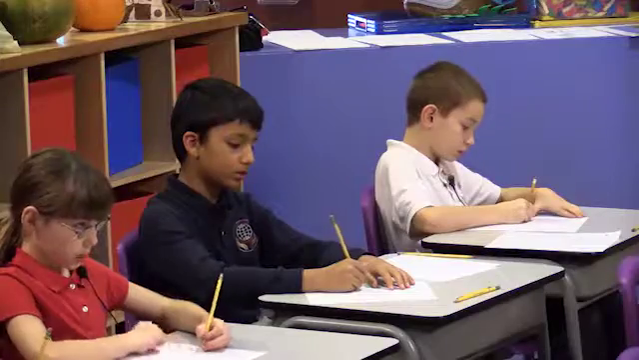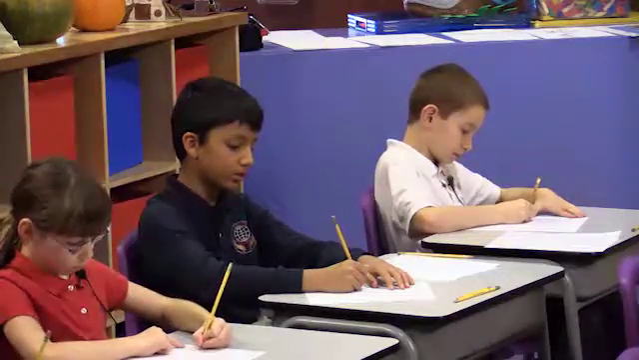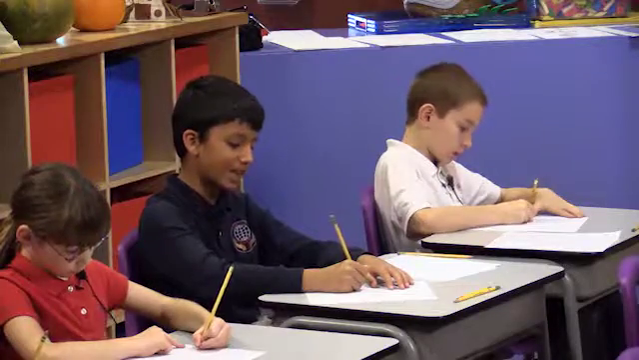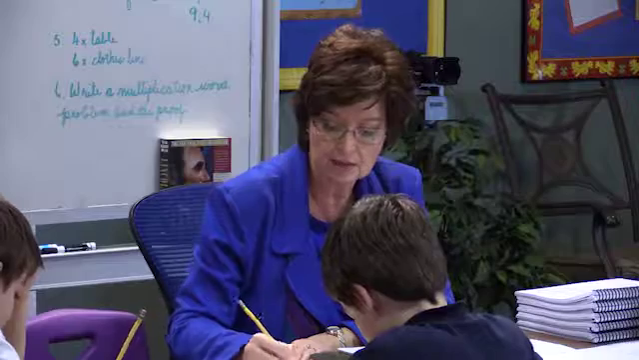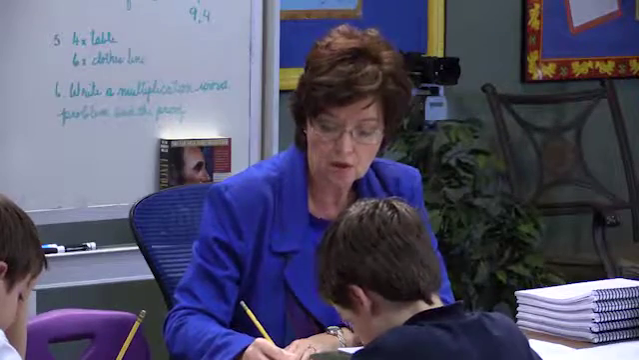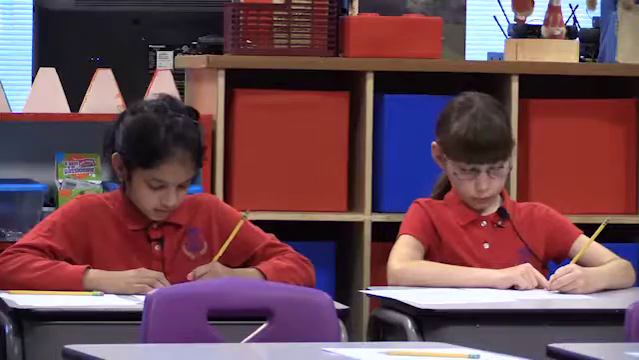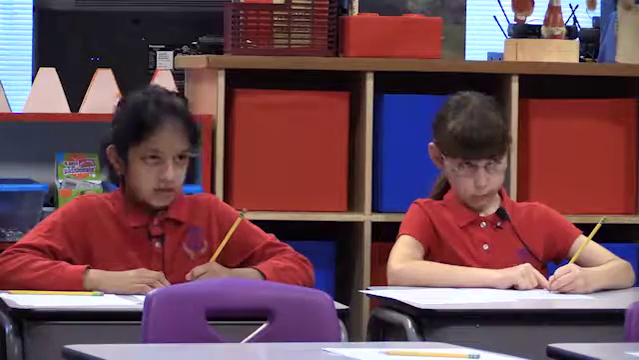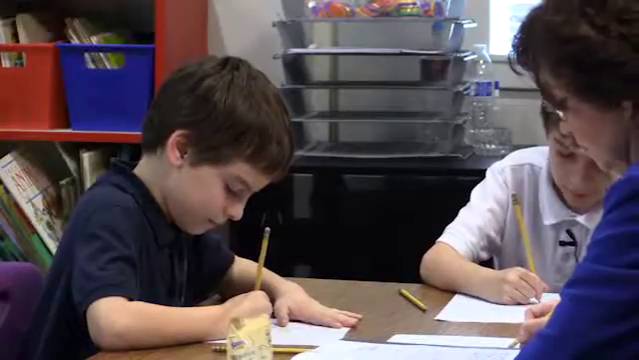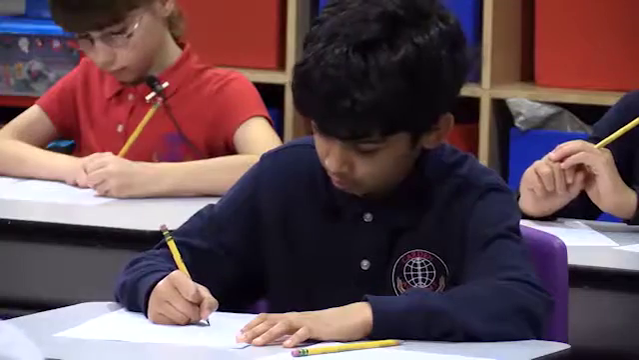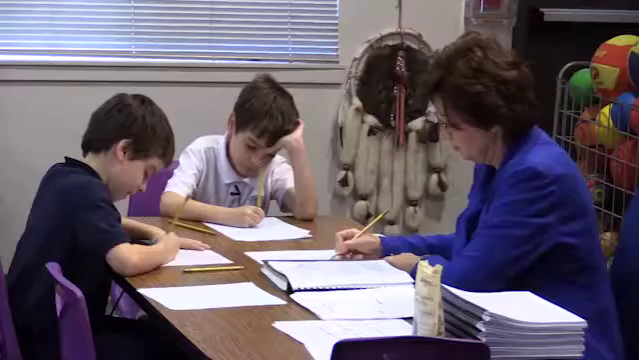Number 4, boast. Boast. B, O, O-A, S-T. Boast. B-O-A-S-T. Boast. O with another vowel. And what are you going to put? A in parentheses. That's the low pitch of O.